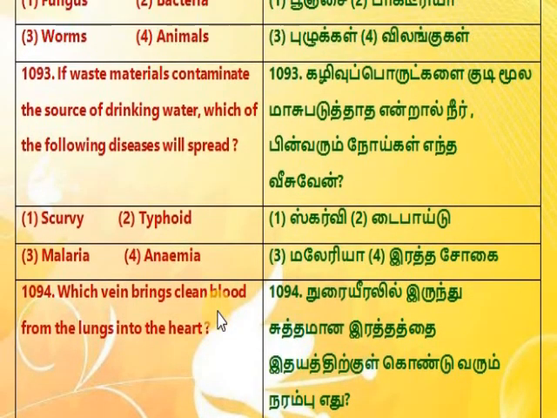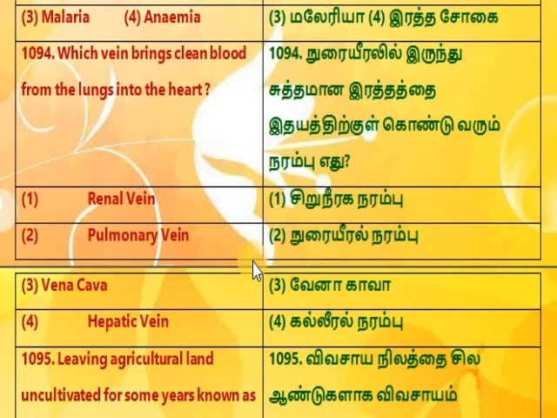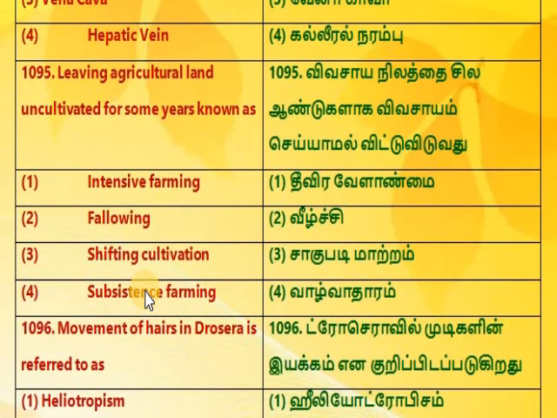1093. If waste materials contaminate the source of drinking water, which of the following diseases will spread? 1. Scurvy. 2. Typhoid. 3. Malaria. 4. Anemia. 1094. Which vein brings clean blood from the lungs into the heart? 1. Renal vein. 2. Pulmonary vein. 3. Vena cava. 4. Hepatic vein. 1095. Leaving agricultural land uncultivated for some years is known as 1. Intensive farming. 2. Fallowing. 3. Shifting cultivation. 4. Subsistence farming.